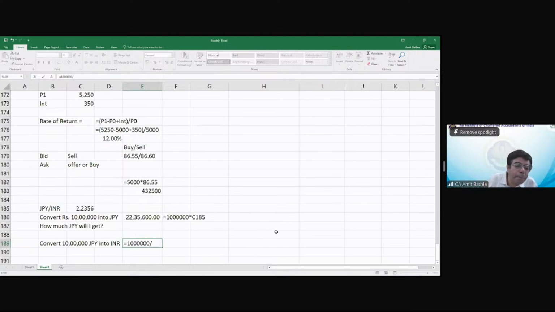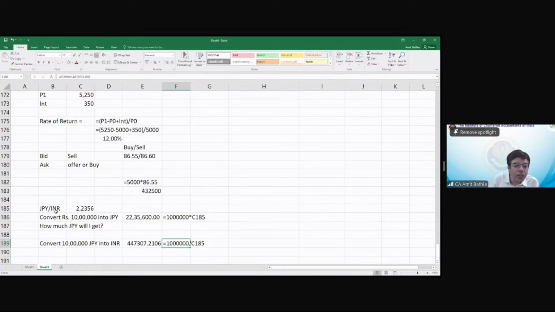So the quote is given in Japanese yen per rupee terms, and the amount that we have to convert is also in Japanese yen. Okay, very good. So there is one simple rule: when you're going up, you multiply. When you're going down from the quote, you divide. In other words, INR to JPY, you multiply.